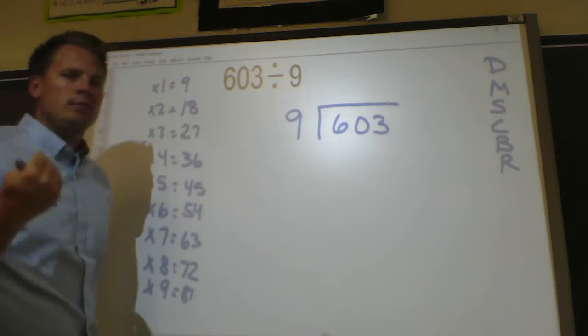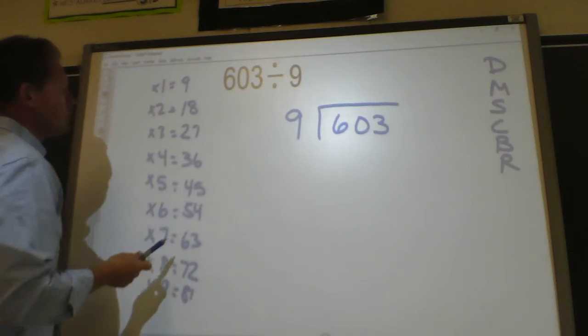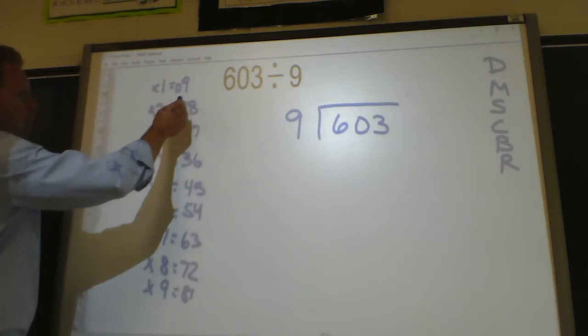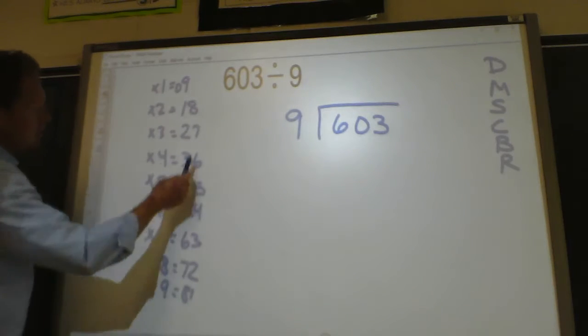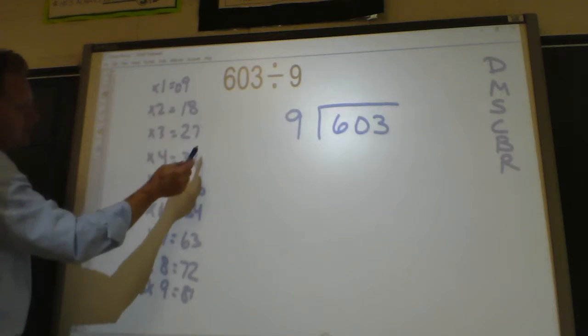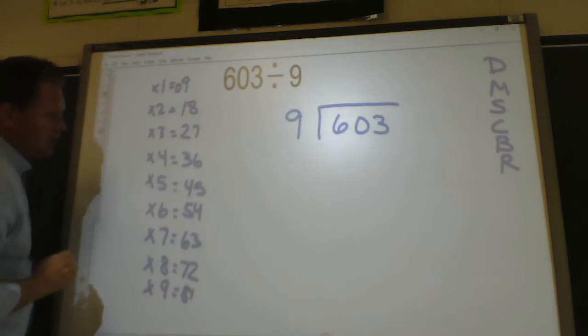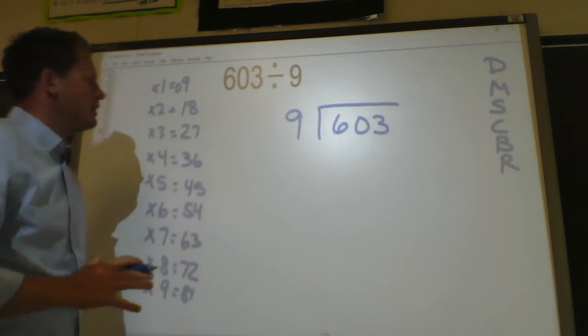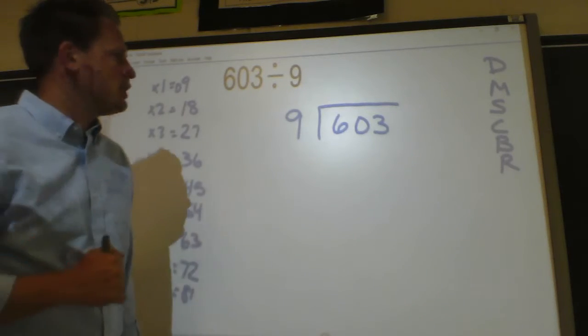If you struggle with times tables and you can't do it that fast, look what's happening. Look at what's happening in the ones place. In the ones place, it's going 9, 8, 7, 6, 5, 4, 3, 2, 1. And in the tens place, it's going 0, 1, 2, 3. So if you can pick up on patterns, it'll make your life a lot easier as well.